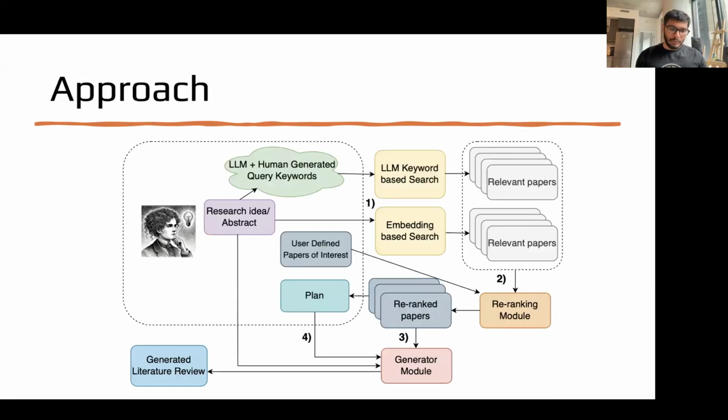So here's our overall approach, and it all starts with the research idea that a researcher has. So they input their idea to the system, and then we combine keyword-based and embedding-based search to retrieve relevant papers from a large database of academic papers. And once we have those relevant papers, we re-rank them according to users' interest and some other criteria that I'll go through. And once we have those papers re-ranked, we then pass them through the generation step where we feed an LLM those retrieved re-ranked papers along with some other plan that the researcher has, and then at the end we generate the review.